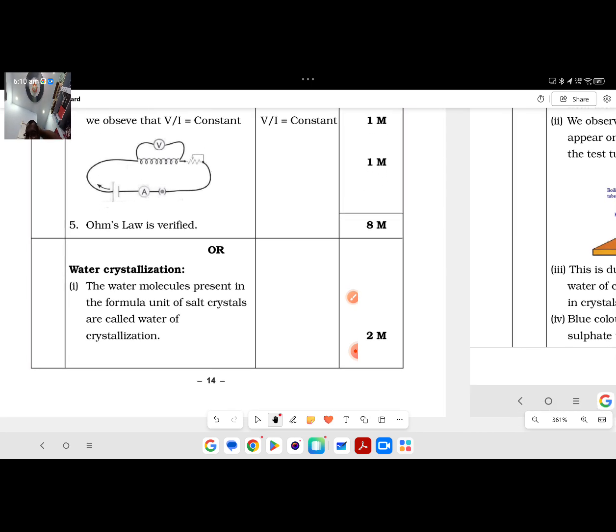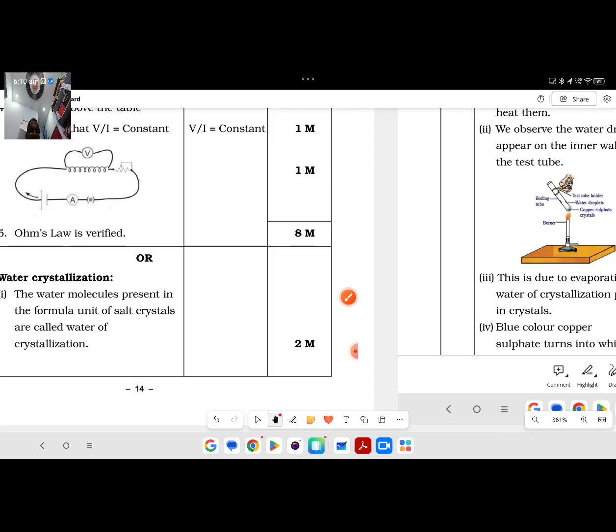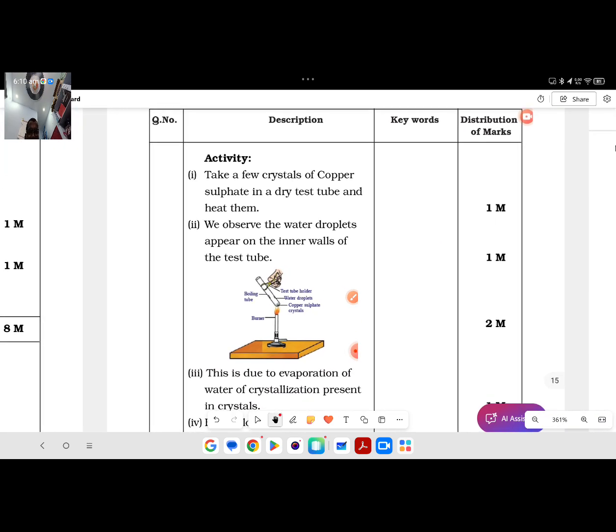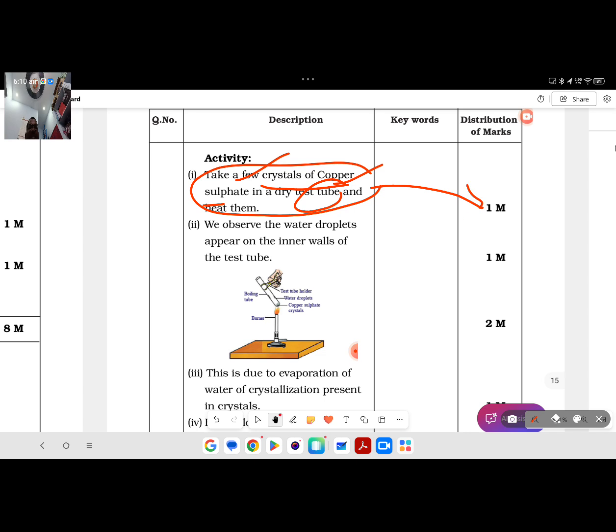There was a choice between them. Water of crystallization, how the marks will be allotted. For writing what is water of crystallization, the definition, you'll get 2 marks, right? For writing the definition, 2 marks. And this is your answer. This is the step-by-step procedure, the activity. So this is your material required: take a few crystals of copper sulfate. This is a material required. Test tube is a material required, right? For this material required, you get 1 mark. And explanation, 1 mark. Concerned diagram, you just see, 2 marks.